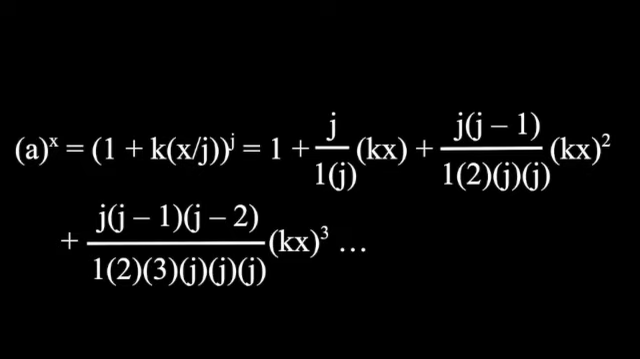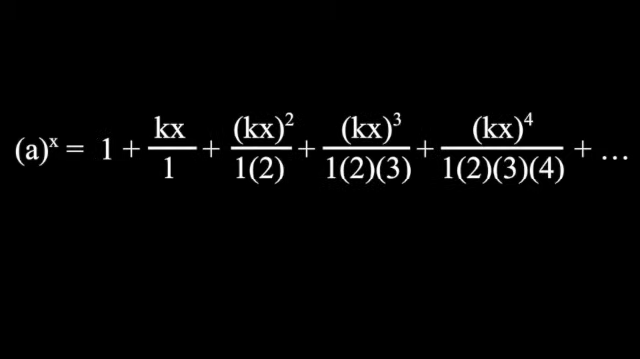So all of the j's cancel out with each other, leaving us with a to the x equals 1 plus kx over 1 plus (kx) squared over 1 times 2 plus (kx) cubed over 1 times 2 times 3 plus (kx) to the 4th over 1 times 2 times 3 times 4, and so on forever. So every exponential function can be written as an infinite series in this form. Just one problem. What's k? For most numbers, k will actually be quite complicated, but when will k equal something like 1?